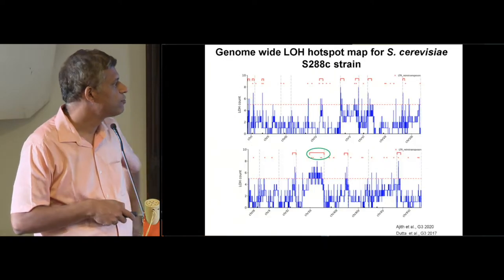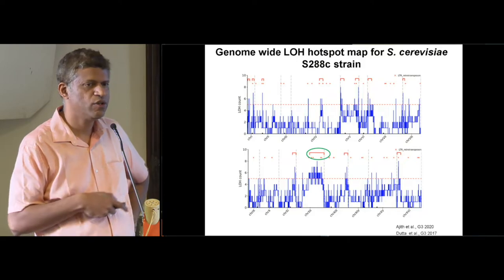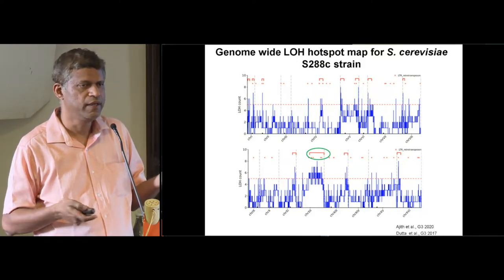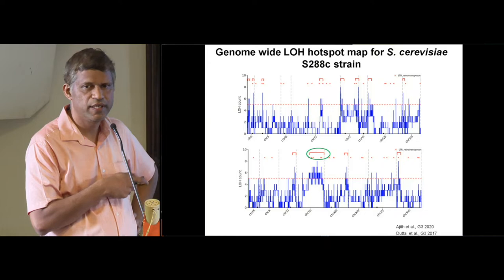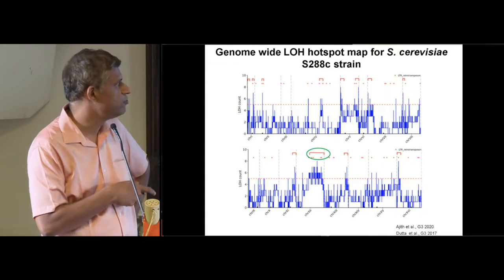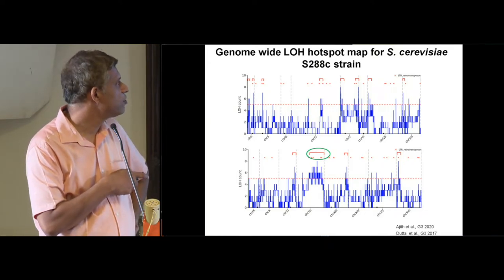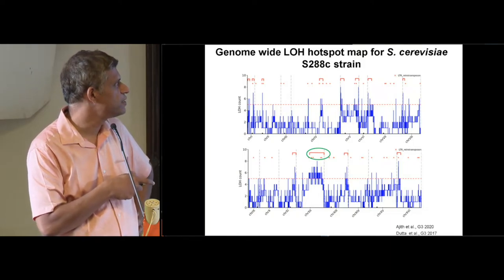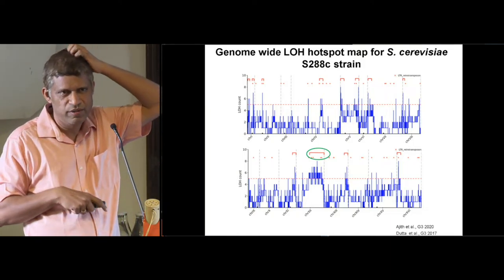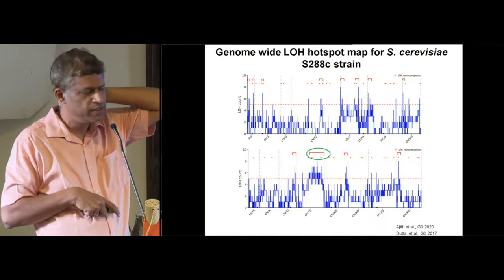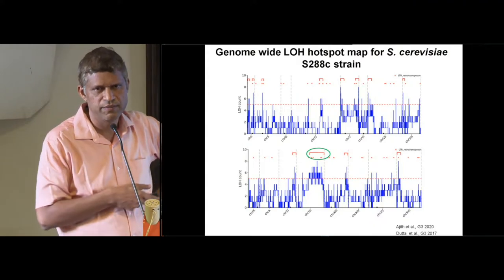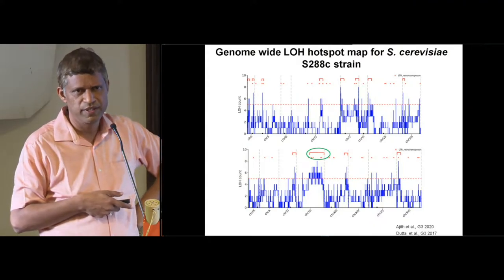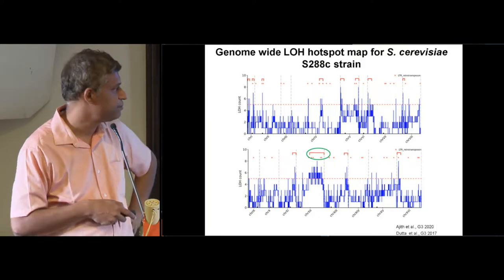We also used this information to construct an LOH hotspot map for the S288C strain. On the y-axis, I'm showing you the LOH count, and on the x-axis, the chromosome positions. We saw typically known patterns: LOH is higher at the chromosomal ends. That is something that is known, where you have these telomeric sequences present. We also found a lot of new positions which act like LOH hotspots. Very often, these are flanked by TY elements in yeast. These are similar to LTR retrotransposon elements, which are known to stimulate mitotic recombination.